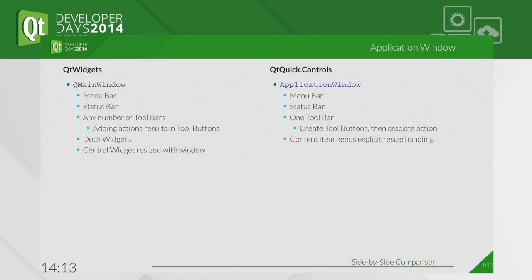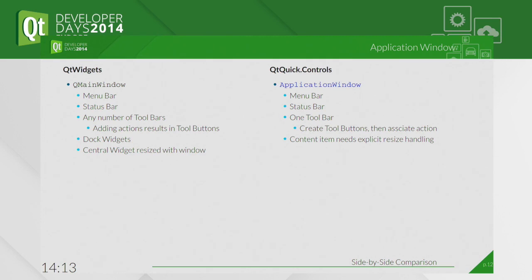On the QtQuick controls, you create a tool button yourself. So you create a tool button and then set the action property of the tool button to the action that you're having. Again, this is nice if you don't want to have a tool button, right? Because then you always have to explicitly think about how you want to visualize the action inside the toolbar.